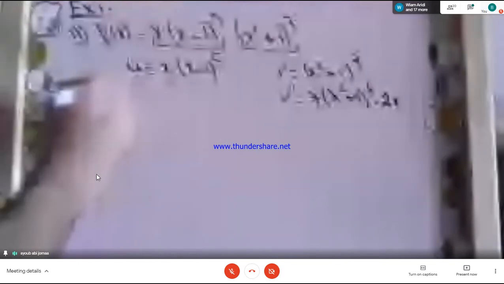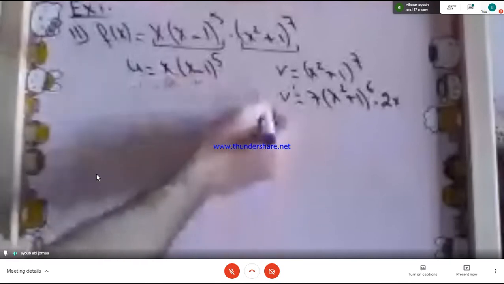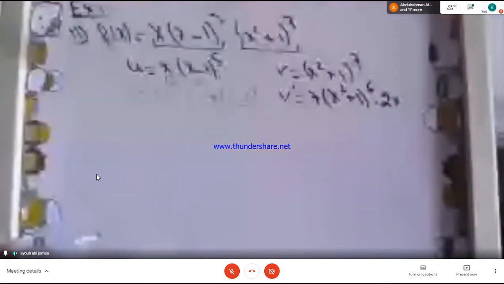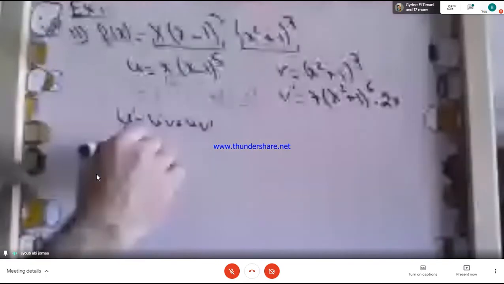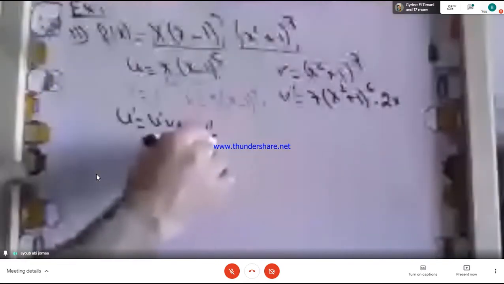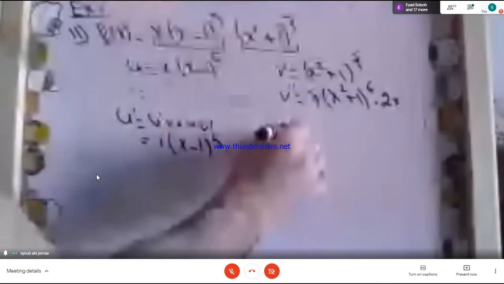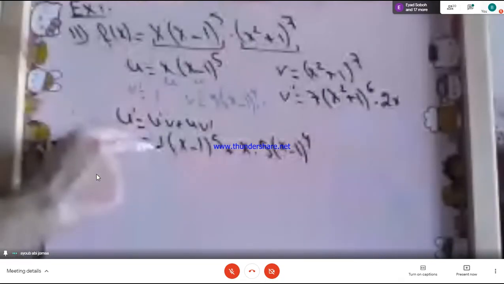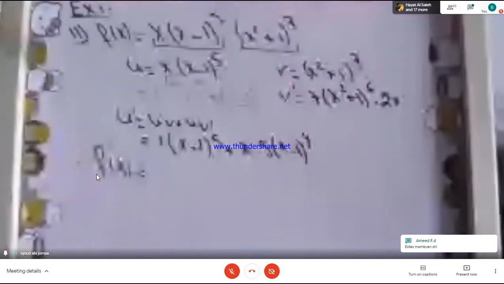uv, where u prime is equal to 1 and v prime for this function. u, it is x, u prime is 1, and v prime it is 5 x minus 1 to the power 4 times the derivative of the inside and times 1, no need to write it. So u prime, which is u prime v plus uv prime, for this. So it is 1 times x minus 1 power 5 plus uv prime x times 5 x minus 1 to the power 4. So u prime is equal to this and v prime is equal to. So f prime of x is equal to.